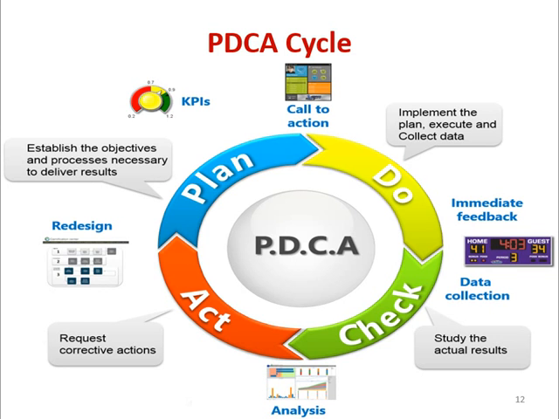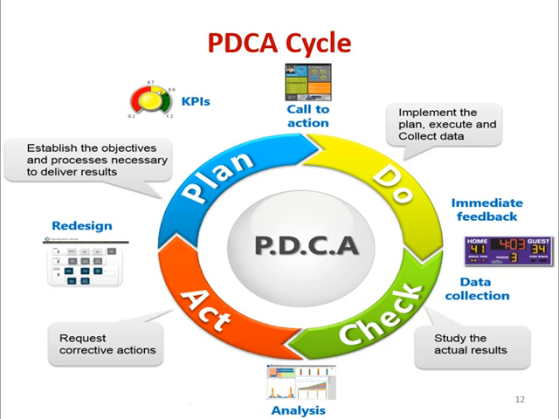First you do the planning. So establish the objectives and processes necessary to deliver a result. That is all your KPIs, key performance indicators. Then you call to action. That is your do. Actually you are doing it. That is action, implementation. So you implement it against your plan, execute, and collect data.